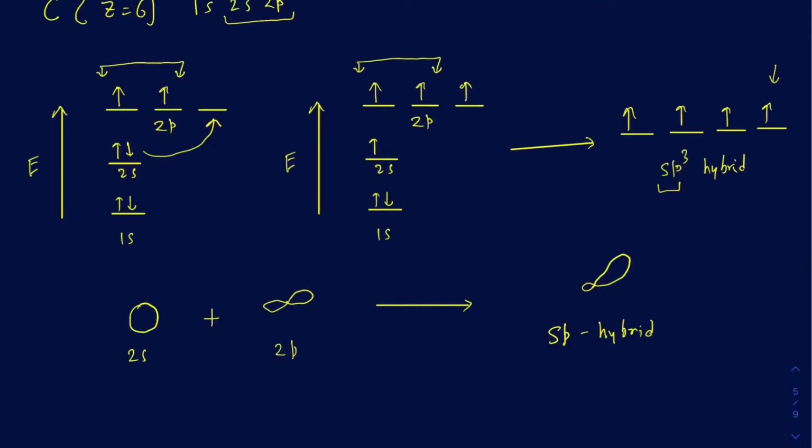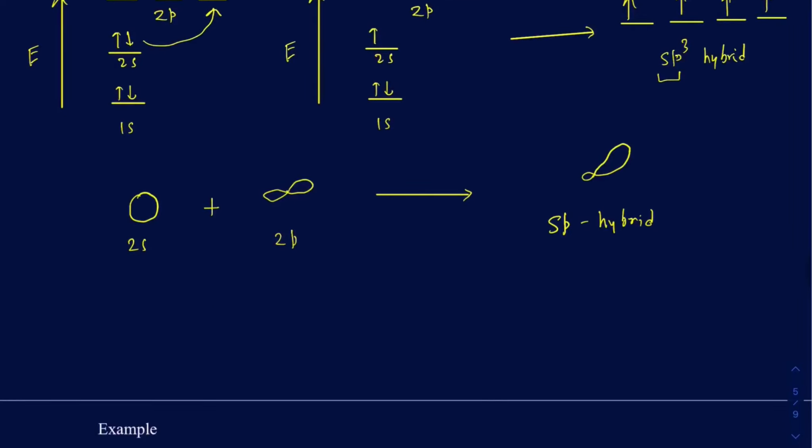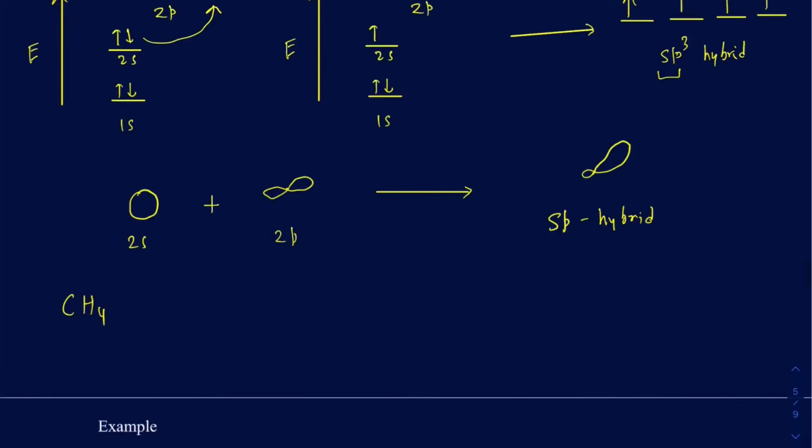Now, if I want to take an example of maybe CH4, in CH4, I know carbon makes 4 bonds, so it's going to be an sp3 hybrid carbon. And since it's going to be an sp3 hybrid carbon, suppose this is my carbon right there. So I'm going to have 4 orbitals that are going to be hybridized. So I'm going to be drawing those 4 orbitals first.